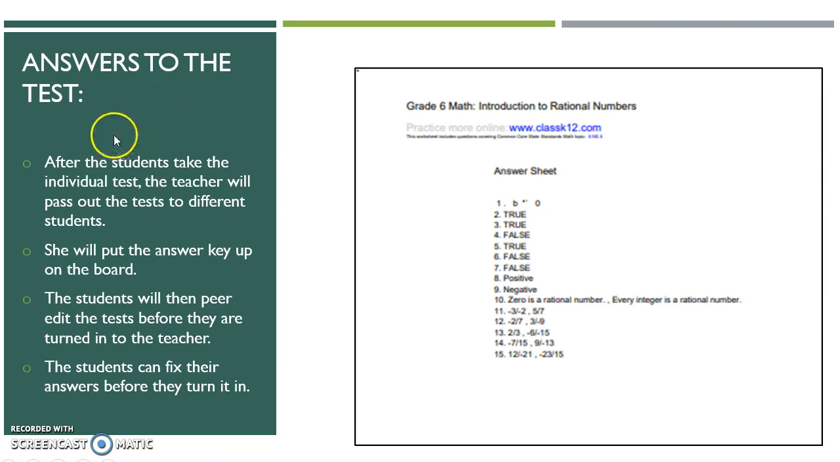Answers to the test. After the students take the individual tests, the teacher will pass out the test to different students. She would put the answer key up onto the smartboard. The students will then peer edit the test before they turn it in to the teacher. The students can fix their answers before they turn it in.